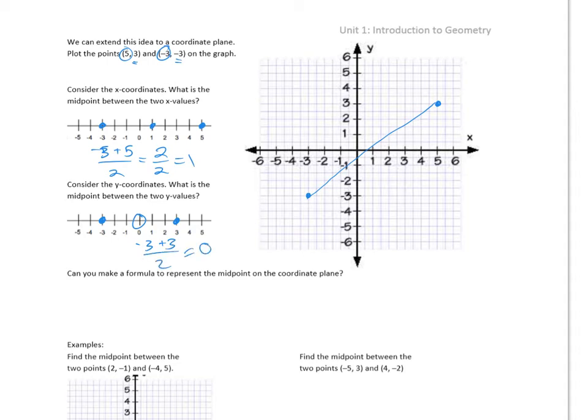So I expect there to be a point at 1, 0, and again, I couldn't really draw a straight line on this because the iPad's not letting me, but that's my midpoint. And we can make a formula out of this.